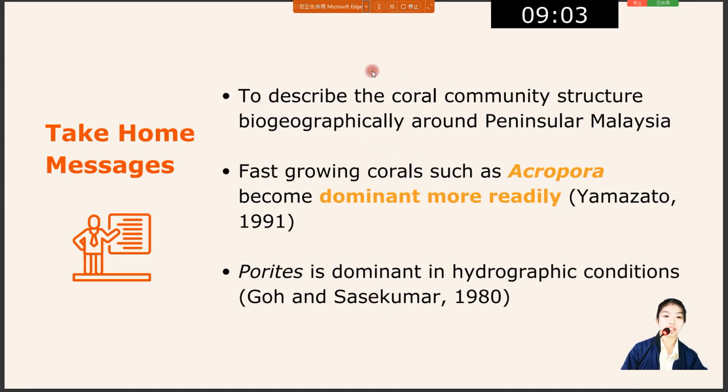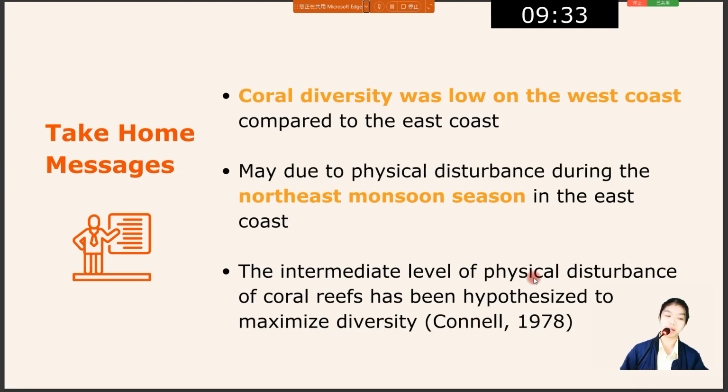The last take-home message is to describe the coral community structure biogeographically around Peninsular Malaysia so we can do studies in the future. Fast-growing corals like Acropora become dominant more readily compared to the others. But for the hydrographic conditions, Porites is more dominant. But one thing to mention is we can still find Acropora in those hydrographic conditions. It's just not that abundant.